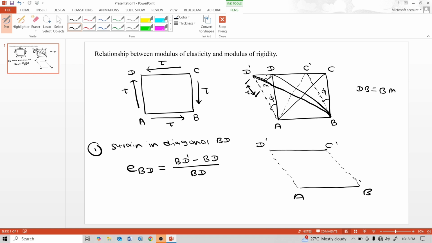See this perpendicular line. Since the distortion from D to D dash is small, the angle DBD1 is very small. Why is this angle very small? Due to the tangential force acting on this cube, there is distortion in this cube, and the distortion is very small, and due to this very small distortion the angle is also very small. Angle DBD dash is very small.